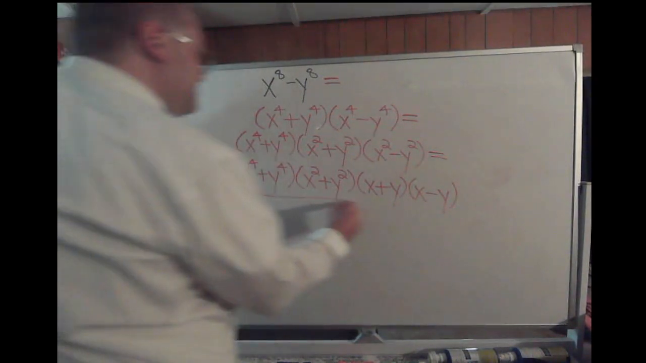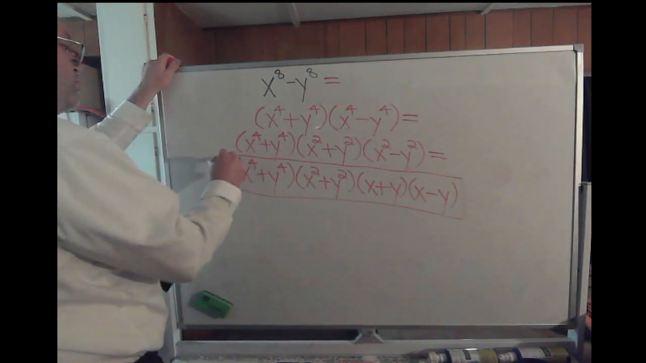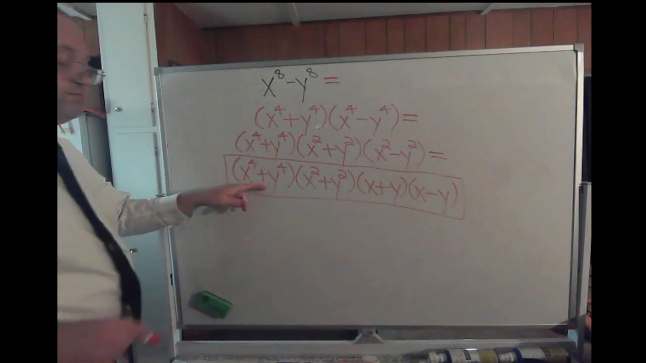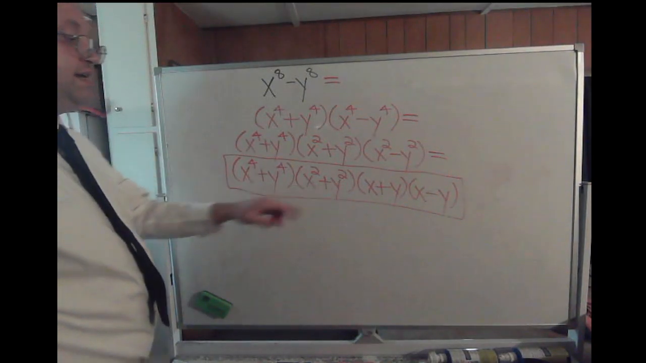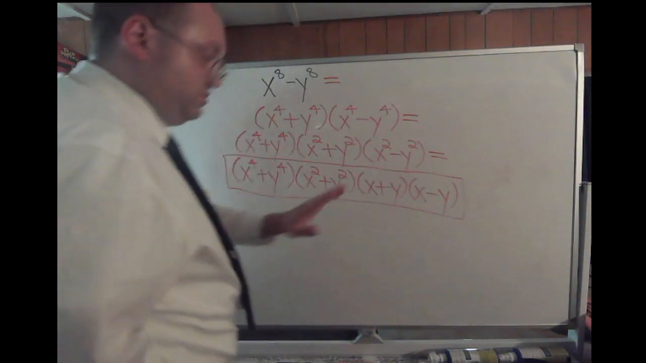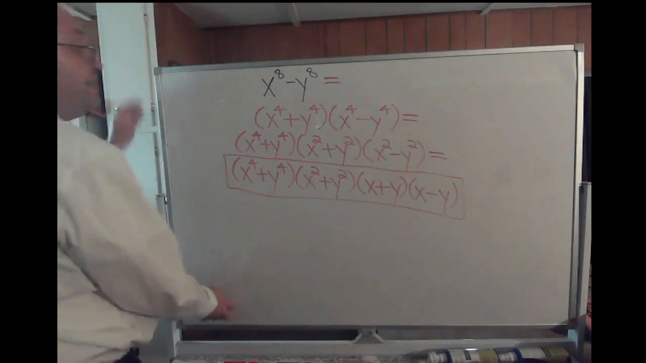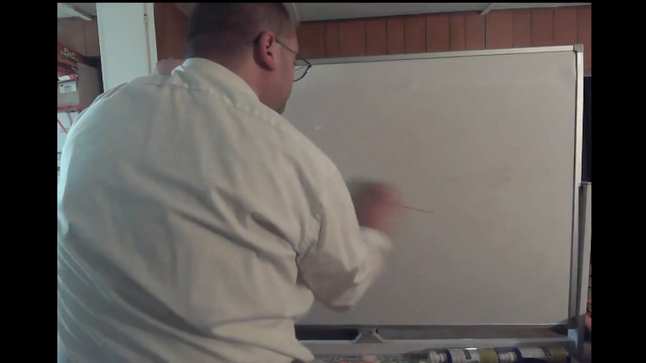So the factorization you should get for this problem would be the quantity of x to the fourth plus y to the fourth times the quantity of x to the second plus y to the second times the quantity of x plus y times the quantity of x minus y. And I got one more problem. Fun one.